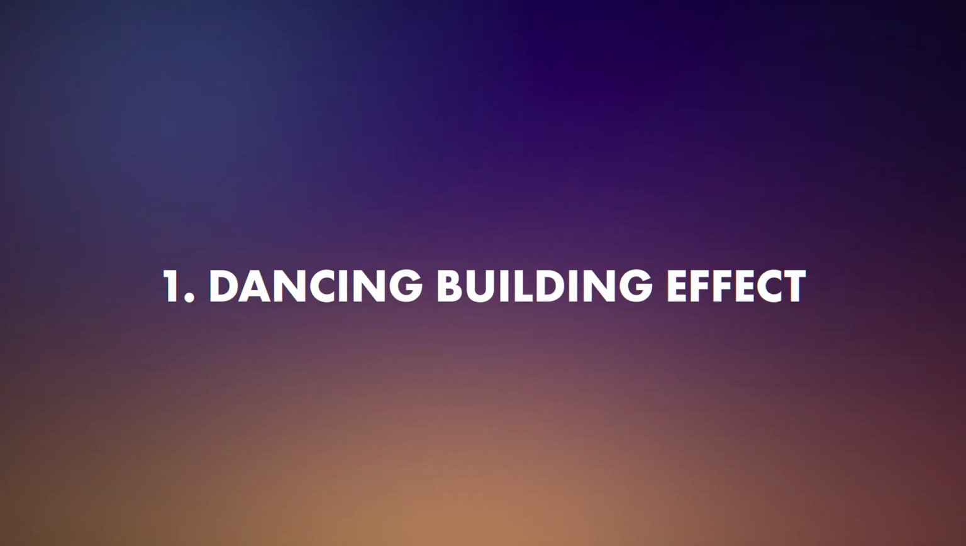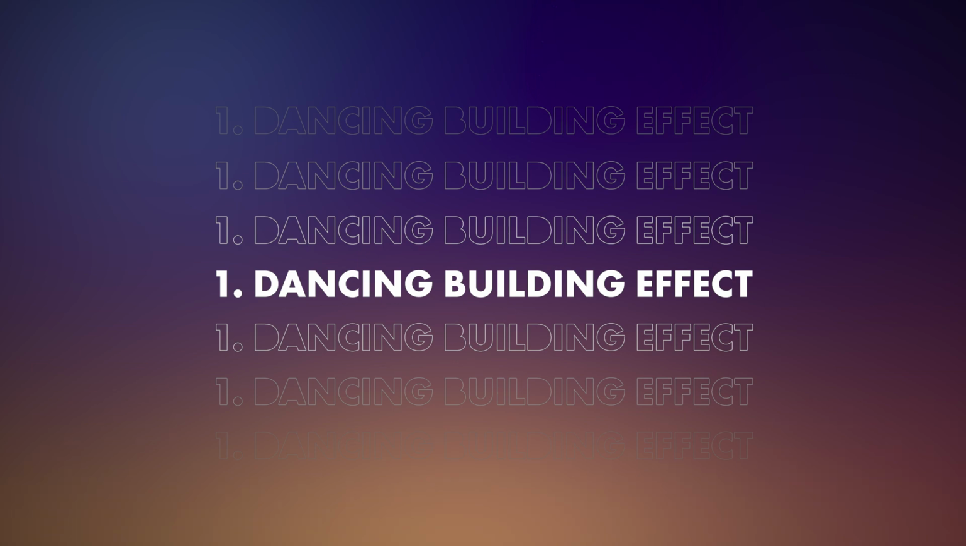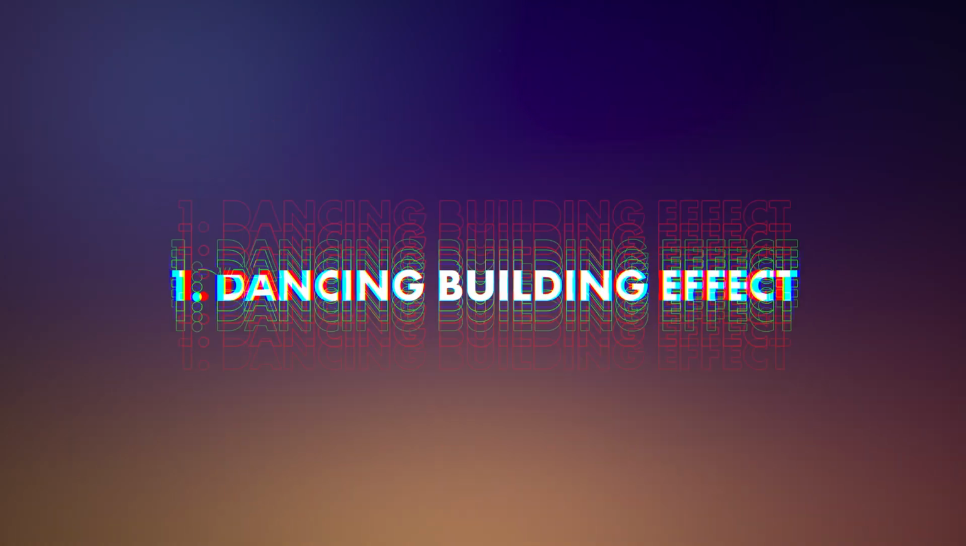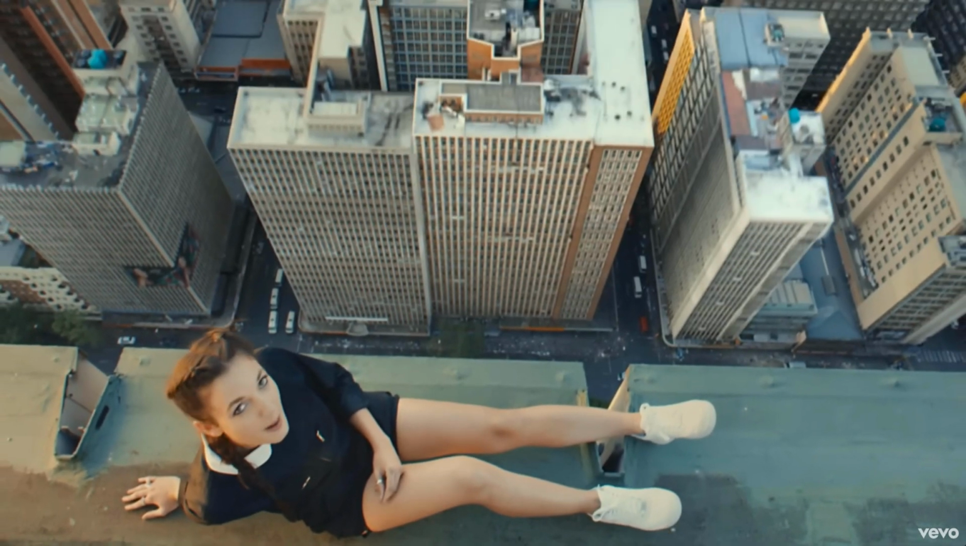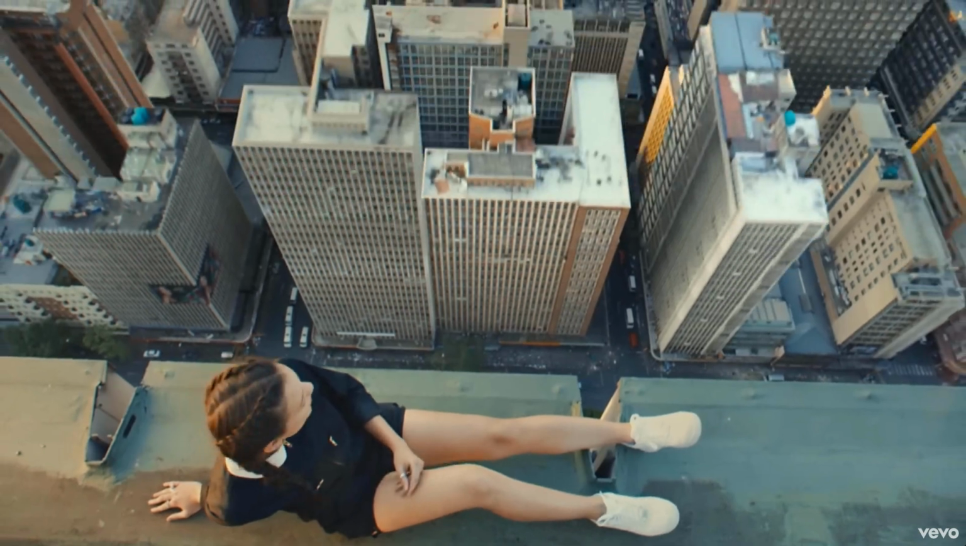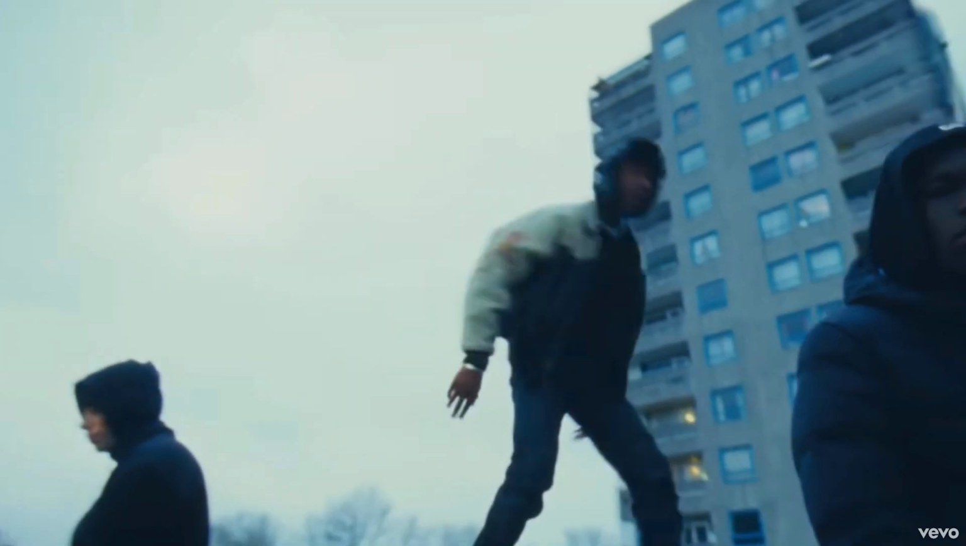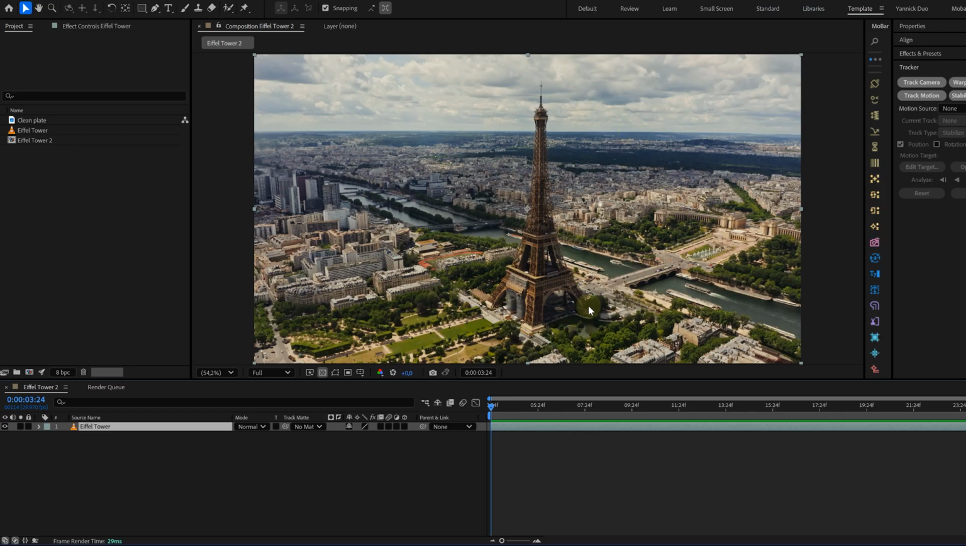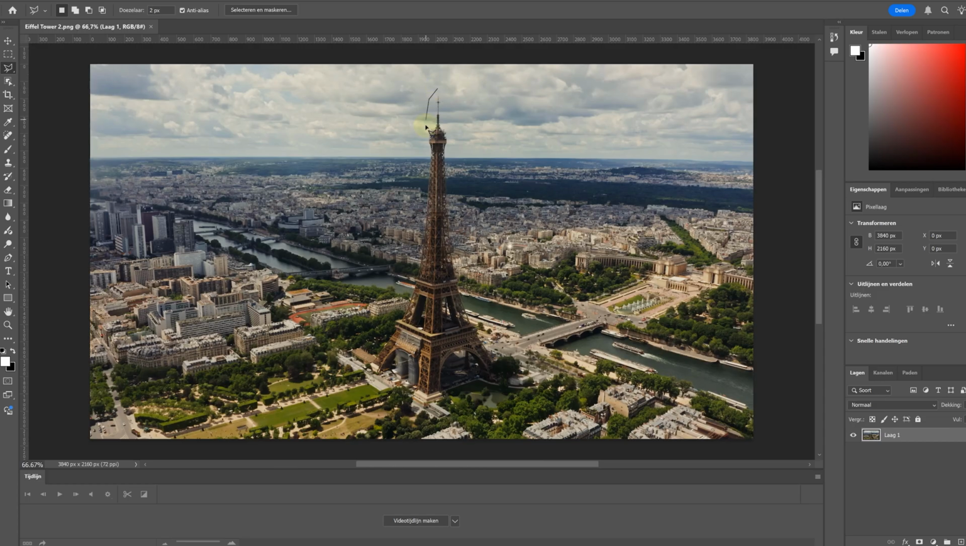Let's go. First up, we're tackling something you've probably seen in a music video before, the dancing building effect. And surprise, it's actually not that hard to do. And here are a couple of ways to make it happen. The easiest method, let's say you've got a big tower in your scene and you want it to wobble from side to side. Step one, get an empty shot of your footage.